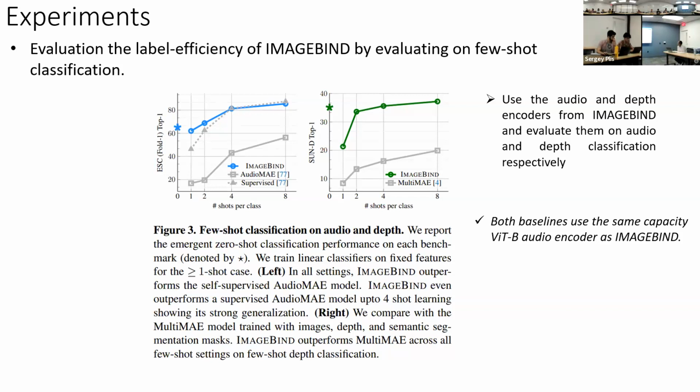In this case, both these baselines use the same capacity ViT-B audio encoder as ImageBind. They train a linear classifier on fixed features for the few-shot case. On the left side, the figure shows that ImageBind outperforms the self-supervised audio MAE models, and even performs better than a supervised audio MAE model after four-shot learning. In the right figure, they compare with the multi-MAE model trained with images, depth, and semantic segmentation masks, and ImageBind outperforms multi-MAE across all few-shot settings on few-shot depth classification.